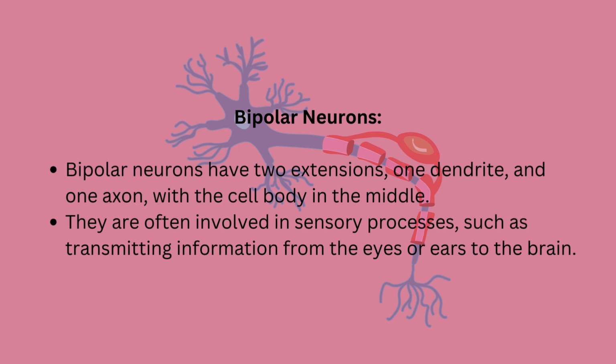Bipolar neurons. Bipolar neurons have two extensions, one dendrite and one axon, with the cell body in the middle. They are often involved in sensory processes, such as transmitting information from the eyes or ears to the brain.